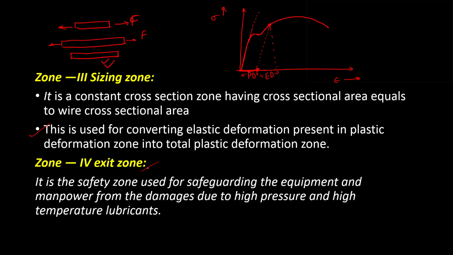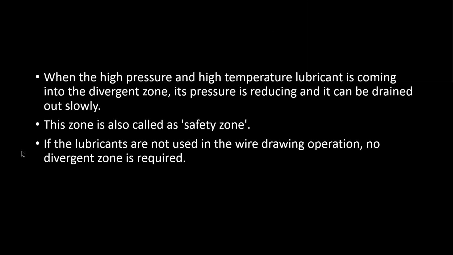Now what about the exit zone? This is also very long, as it is written 2 to 5 meter. The exit zone is a safety zone used for safeguarding the equipment and manpower from high pressure and high temperature lubricants. When the wire comes out, obviously the lubricants come out with it, and there is a chance that the lubricant will be very hot and may reach the workers. So that's why the exit zone is prepared properly and safety measures are taken.